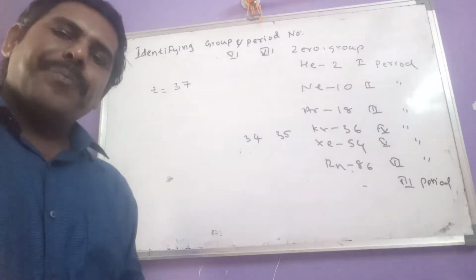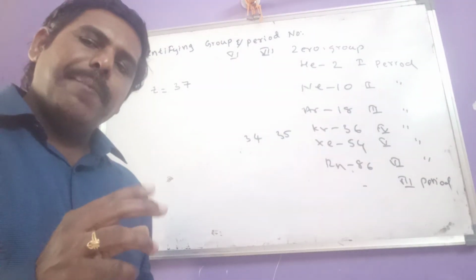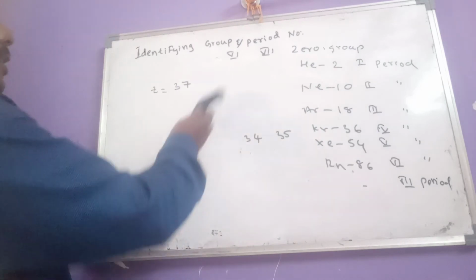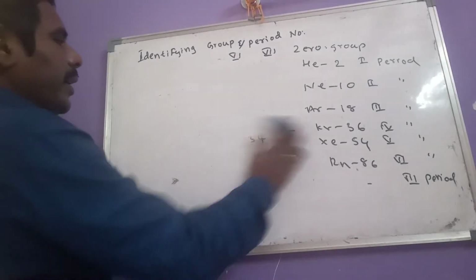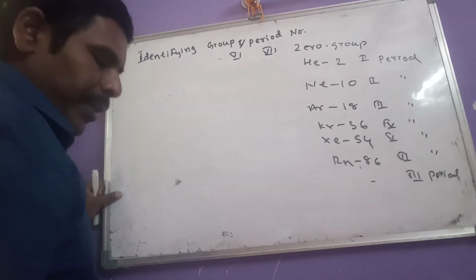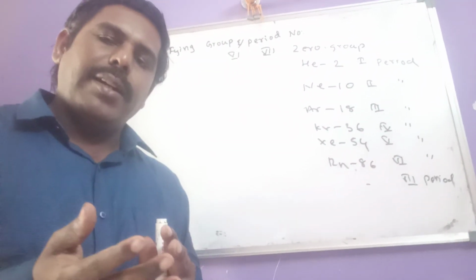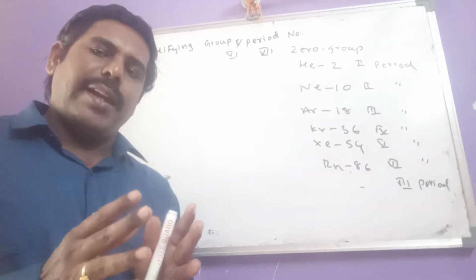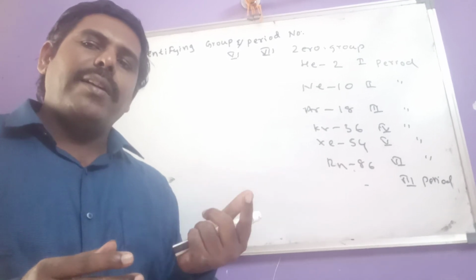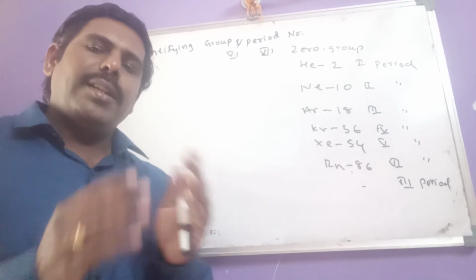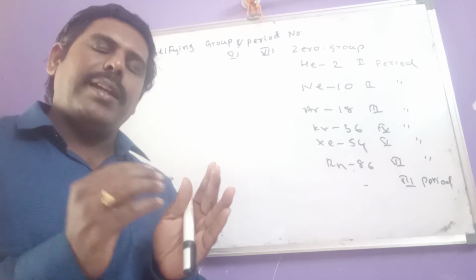But in that we have to remember 2 important cases. What are the 2 important cases? One is regarding third B group elements, that means lanthanides and actinides, and another one regarding transition triads. These 2 we have to remember a little bit.